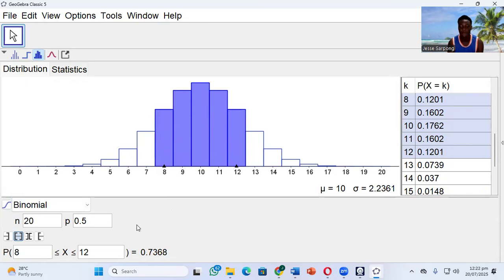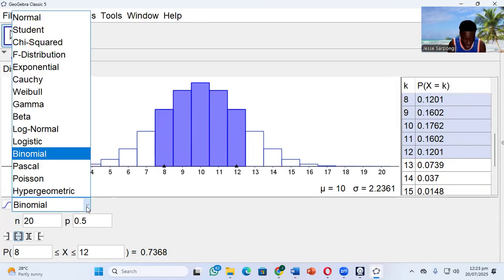So class, today we've looked at statistics and also some probabilities. In statistics, we looked at mean, mode, standard deviation, variance, and now we are looking at some distributions. But before we go, I just want us to see the normal distribution.